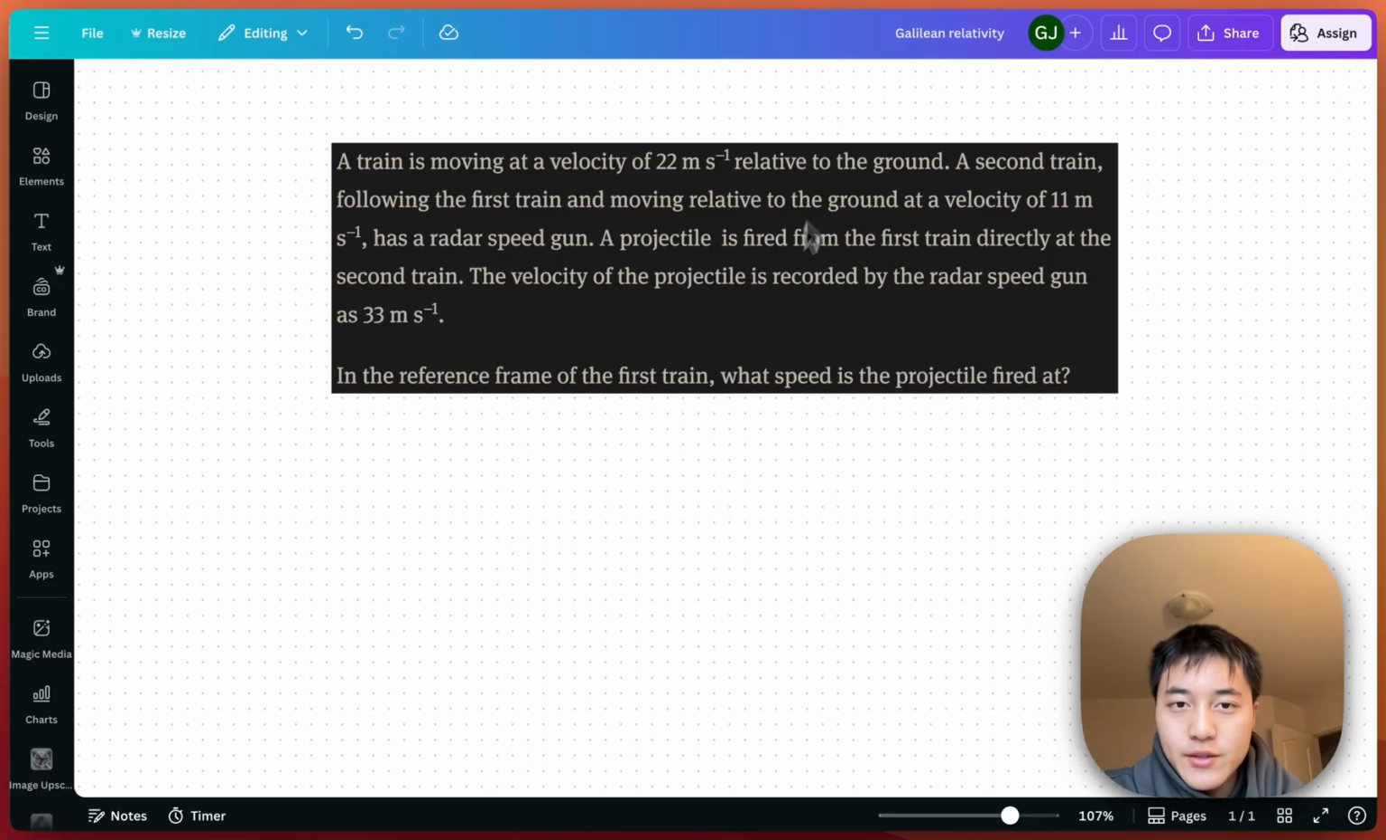Okay, so a train is moving at a velocity of 22 meters per second relative to the ground. A second train following the first train and moving relative to the ground at a velocity of 11 meters per second has a radar speed gun. A projectile is fired from the first train directly at the second train. The velocity of the projectile is recorded by the radar speed gun at 33 meters per second. In the reference frame of the first train, what speed is the projectile fired at?